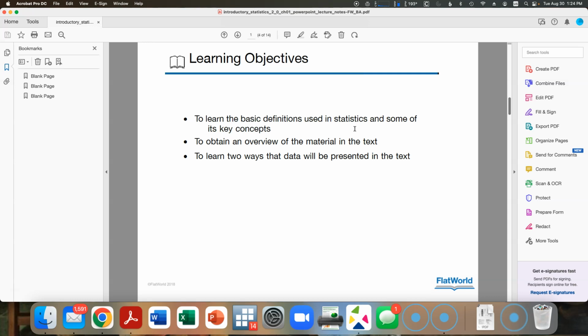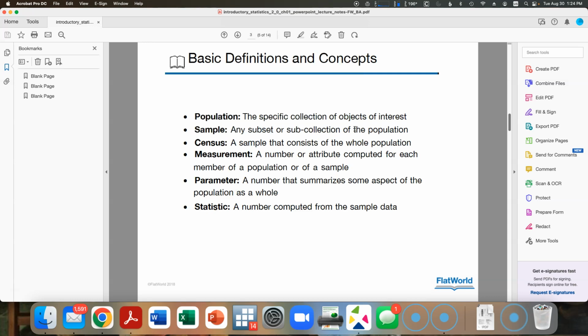So these are the learning objectives for this chapter. It's useful if only because it gives us an overview of what's going to go on here. We're just going to do some very basic definitions in statistics, get us all on the same page. And then really the most meaningful thing we'll do here is talk about two ways that data tends to be presented.